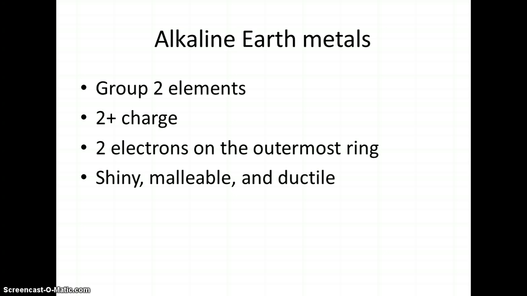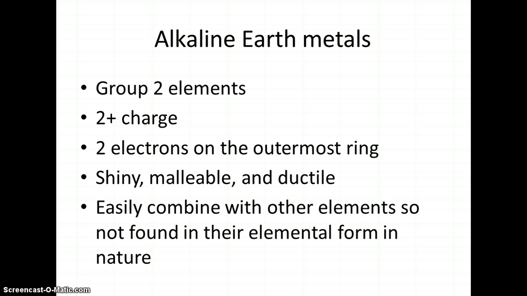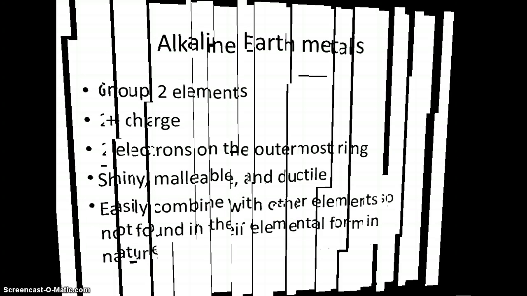Alkaline earth metals, like every metal, are shiny, malleable, and ductile. So what makes alkaline earth metals different? They easily combine with other elements, so they are not found in their elemental form in nature.